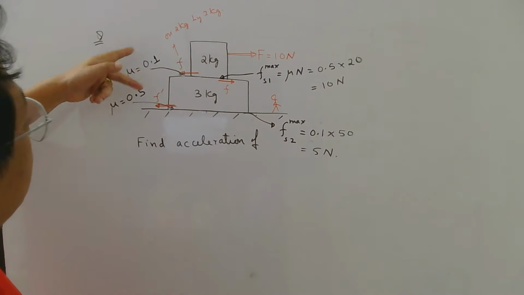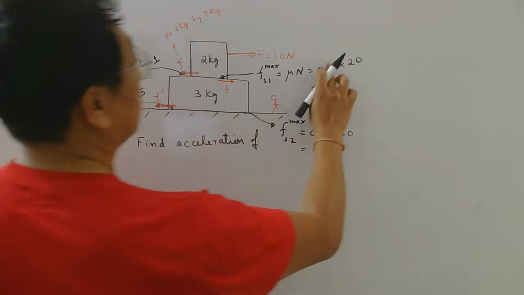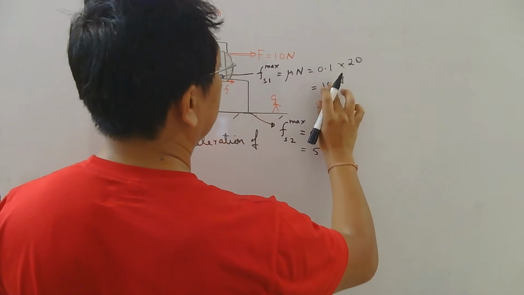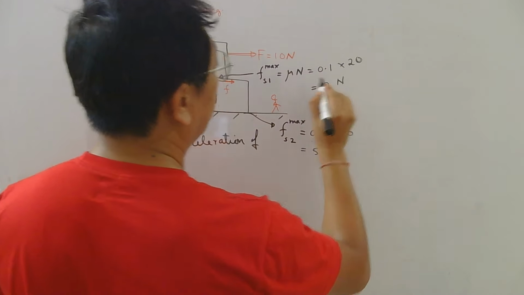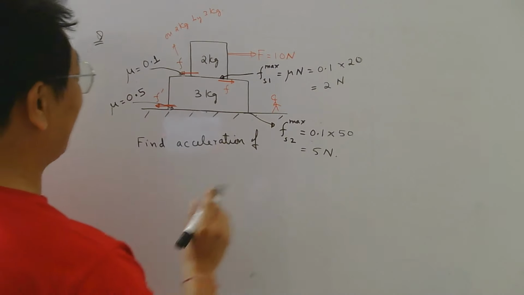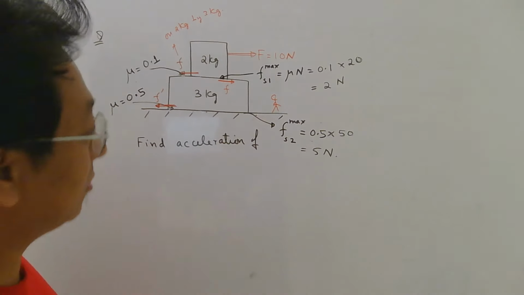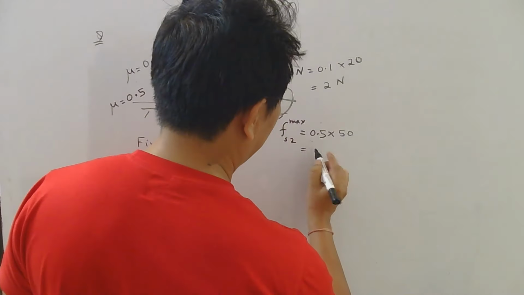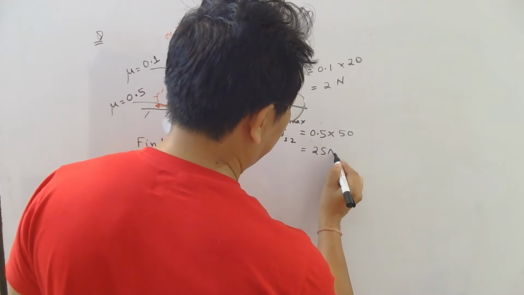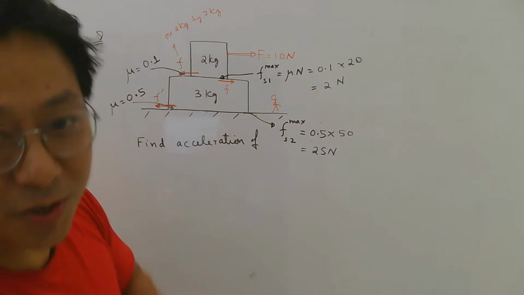So let me interchange these values now. Okay, I made this 0.5, this 0.1. So this is 0.1 now, and this will be 2 Newton, isn't it? Yes or no? Okay. And here it is 0.5, and this will come 25 Newton. Correct?